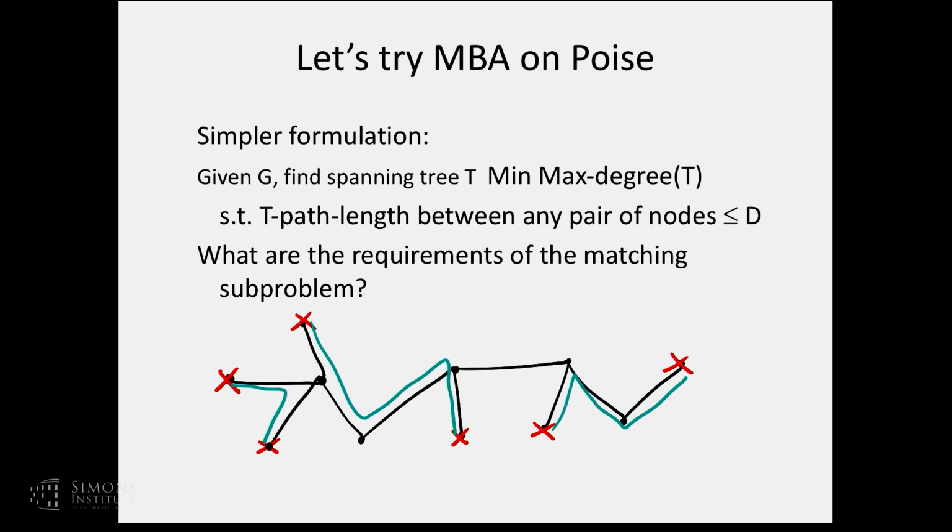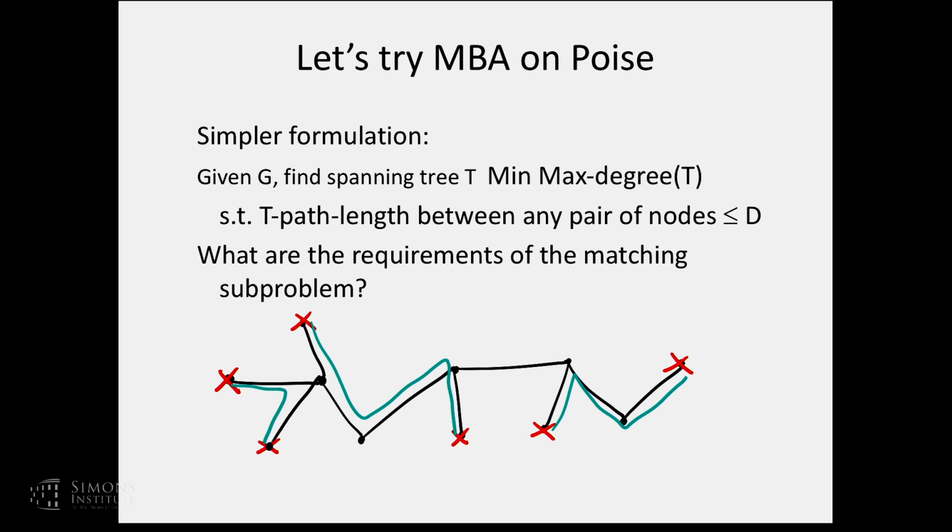Now suppose I want to apply MBA to this problem. What is the subproblem I need to solve when I want to connect 2 clusters? Let's imagine an optimal tree. This is a tree where the diameter is at most d, and the tree has maximum degree whatever the objective function is. And now I need to find a way to connect up these components, these representatives, using what?